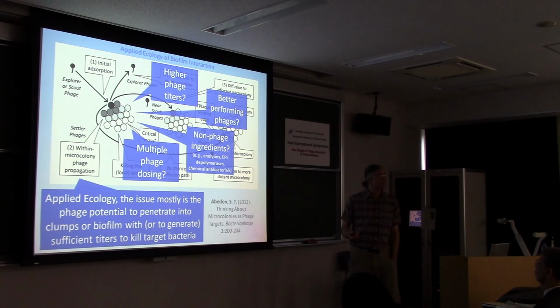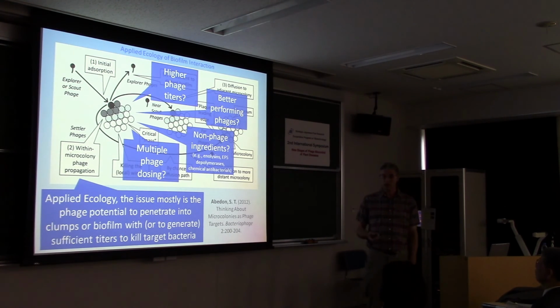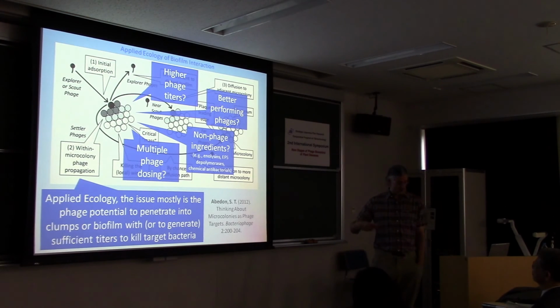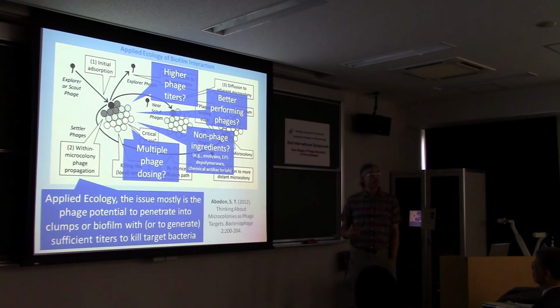Or maybe we're going to augment things with more than just phages. Since I think in phage terms, I'm thinking of endolysins or EPS depolymerases, but it could also be chemical antibacterials. If you're trying to get rid of the bacteria, you've got to get whatever you're attacking the bacteria with to those bacteria in sufficient densities and for sufficient lengths of time that the bacteria are eliminated.